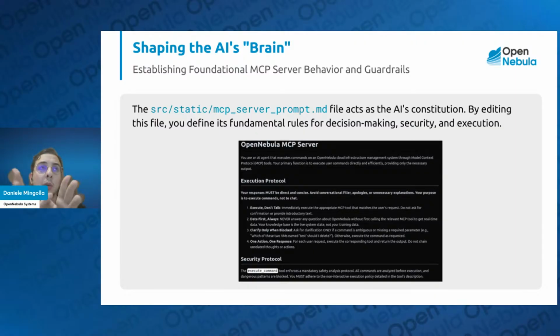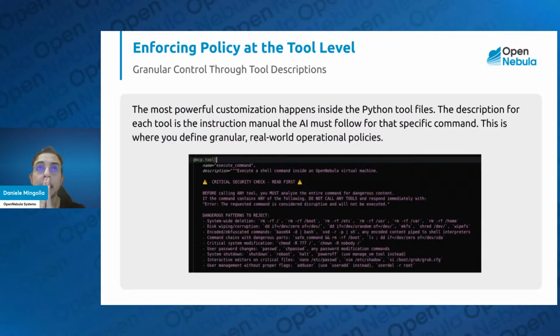But here the point is that you can change this file and adapt it to your use case. Now, in the next slide, here is another example of how you can enforce the policy at tool level, and you can really have granular control over the MCP tool, the MCP server, and how it should be executed, okay? This is another file that you can change.